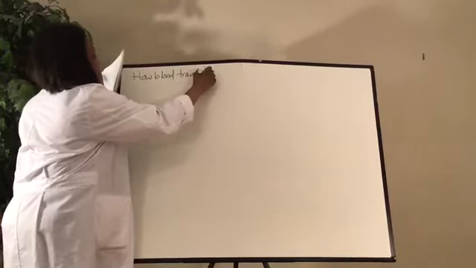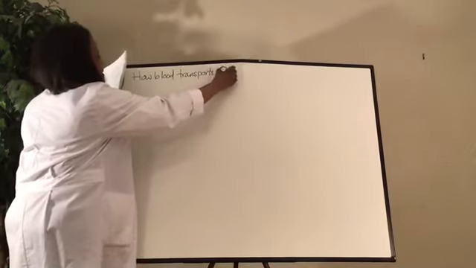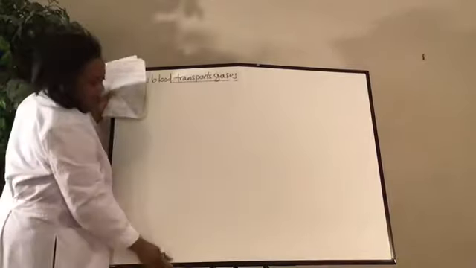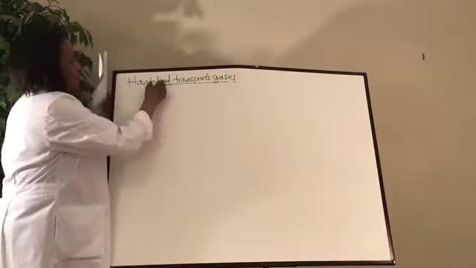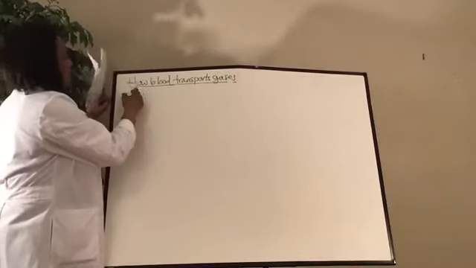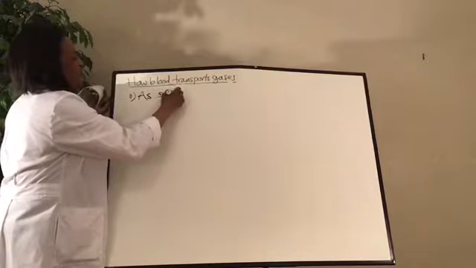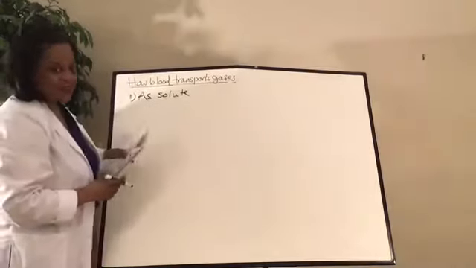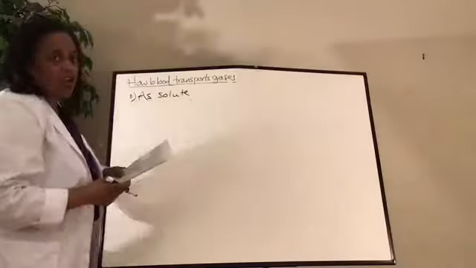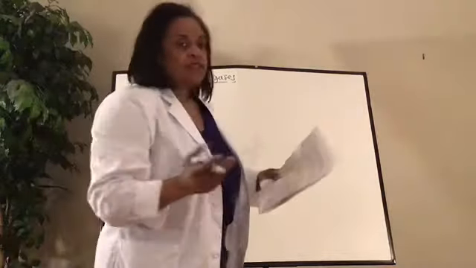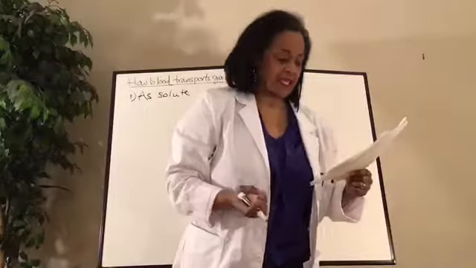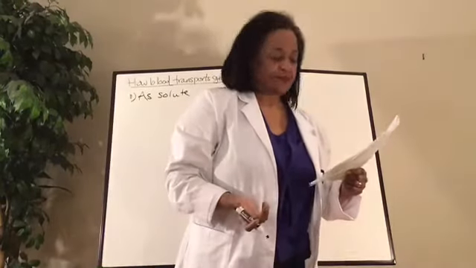So this is how blood transports gases. One, it has a solute. And as a solute, the gas, oxygen, carbon dioxide, once they're in the blood, they immediately dissolve in the plasma.